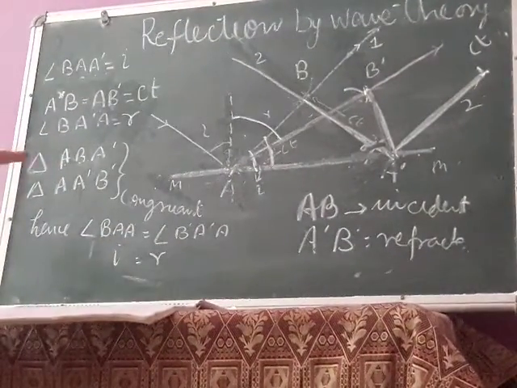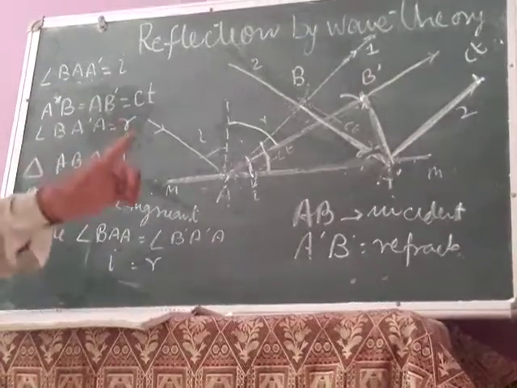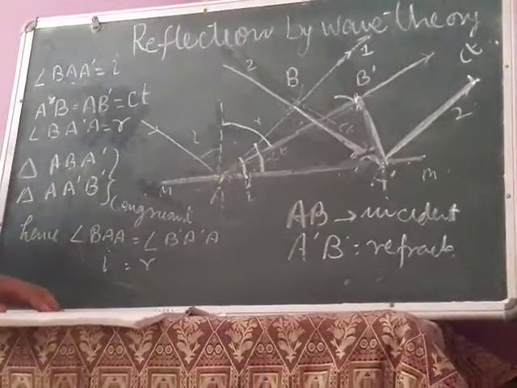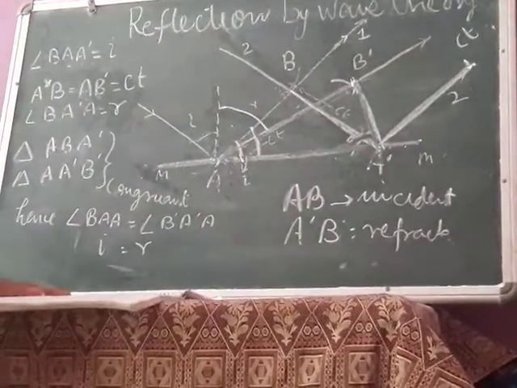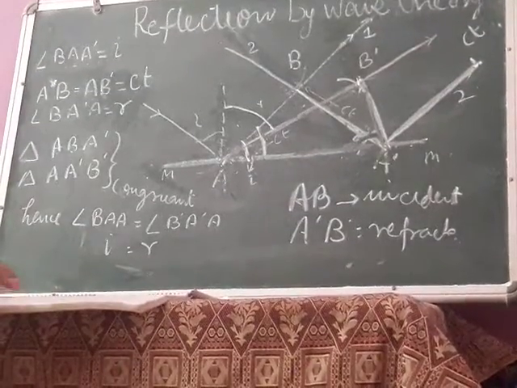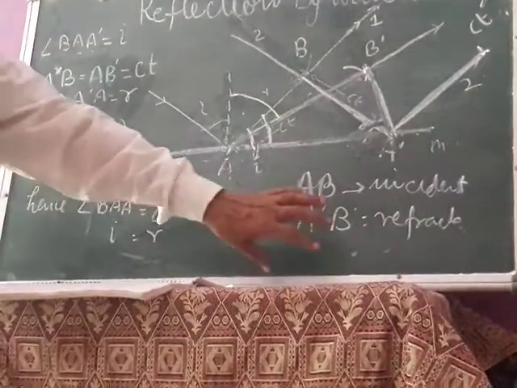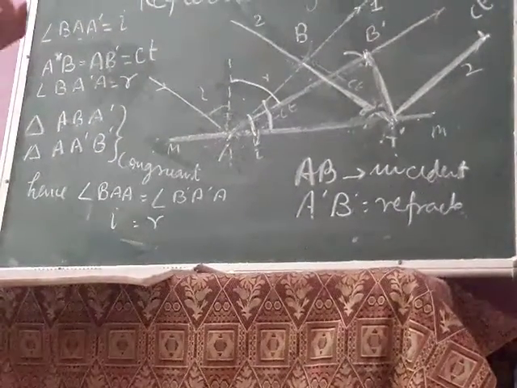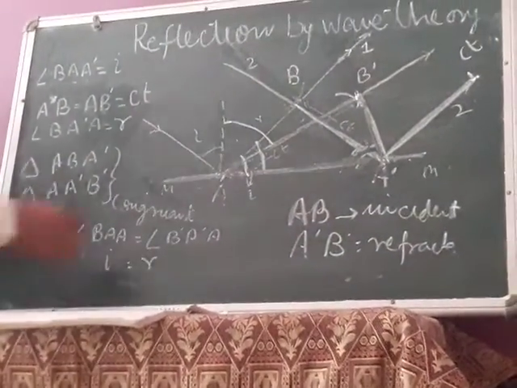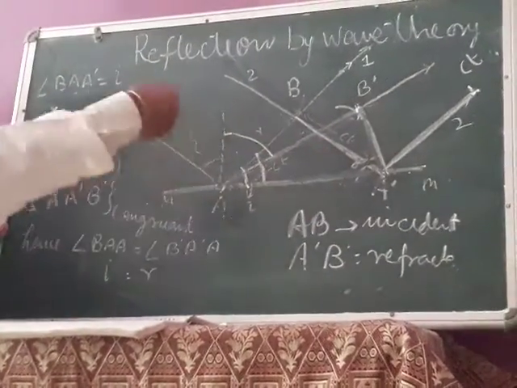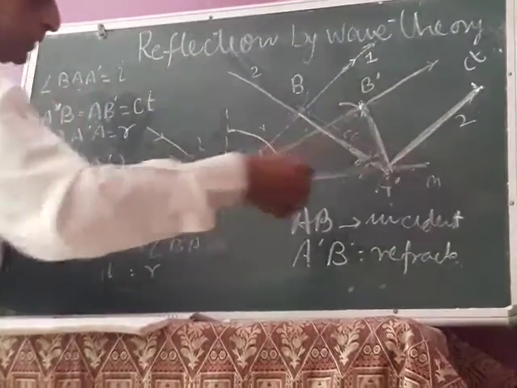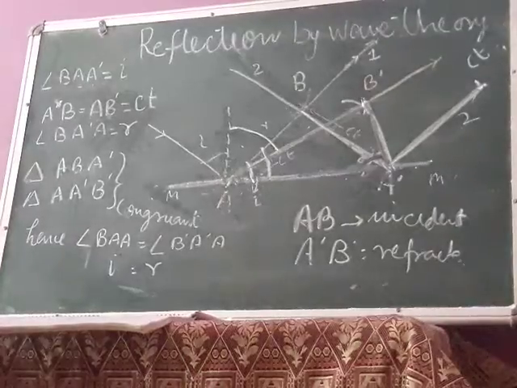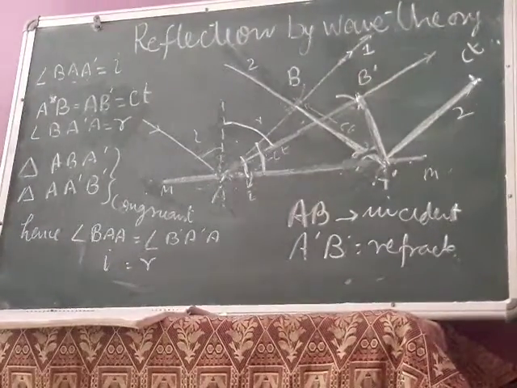I have already sent all the written notes, and I will send them to you again. So this is how we can prove that the angle of incidence is equal to the angle of reflection. Moreover, all these things are in the same plane. You can see the plane of the paper. So the laws of reflection are proved in this way.